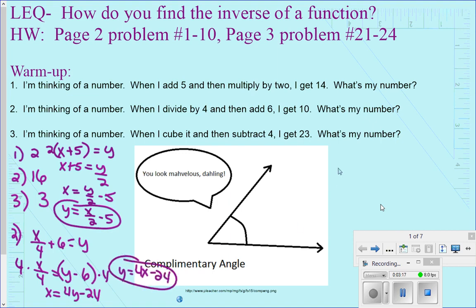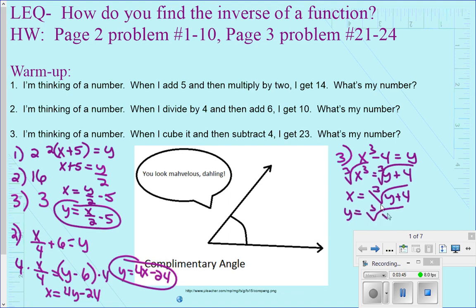Number 3, same idea. When I cube it and then subtract 4. So x cubed minus 4 is equal to y. So if I'm finding the inverse, I'm going to add 4. So x cubed equals y plus 4. And then I'm going to take the cube root. So I'm getting x is equal to the cube root of y plus 4. Interchanging x and y, y is equal to the cube root of x plus 4. And that x plus 4 is underneath the cube root. Okay, so that's how we started class today, that we talked about how we find inverses.